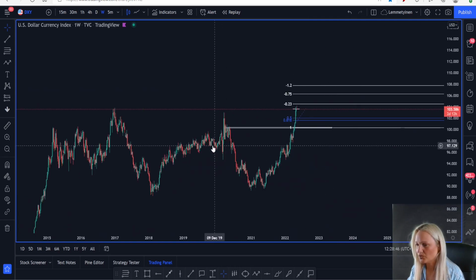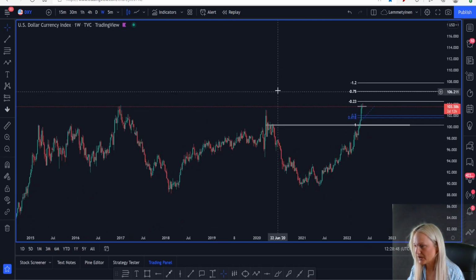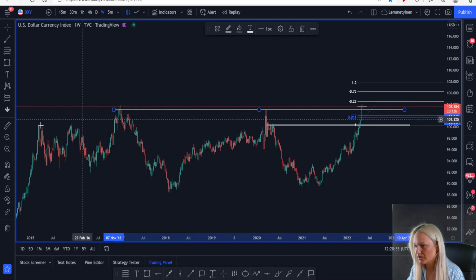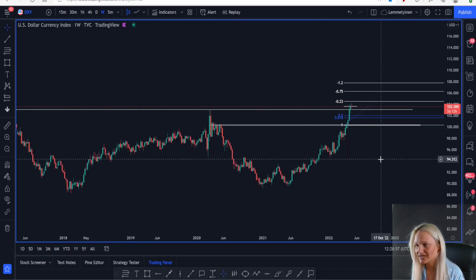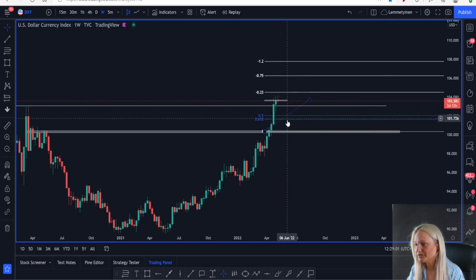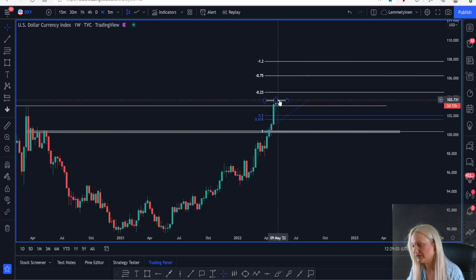Zoom out to see the whole picture on DXY. We can see that we are creating a high right now, and this is also where we've been before. And from this level before, we saw the market break to the downside. So this doesn't have to happen, but what we can identify at the moment is that we just might potentially see the market now giving us a pullback.